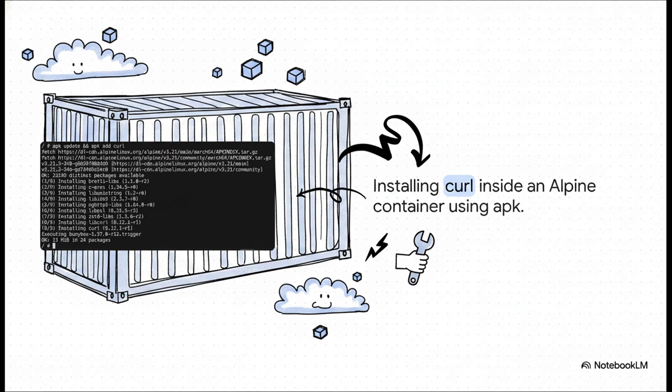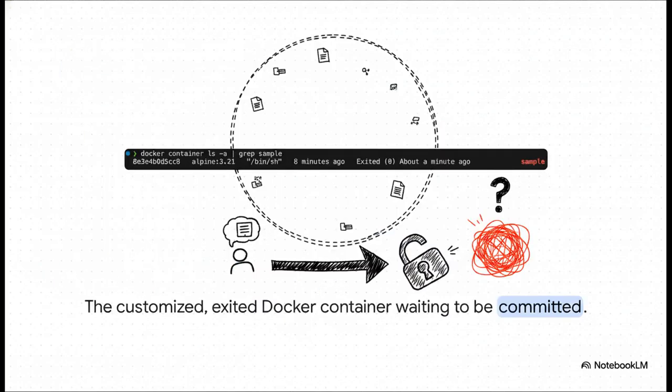Out of the box, Alpine doesn't have the curl utility installed, so we have to manually type out the update and install commands. Then you just sit there and watch the package manager reach out, grab the files, and install them directly into our container's top writable layer. Once we exit that container, it just sits there on our system with an exited status, waiting. All those curl files we just installed are trapped in its writable layer. To save them, we can use the Docker container commit command to permanently bake those changes into a new image.